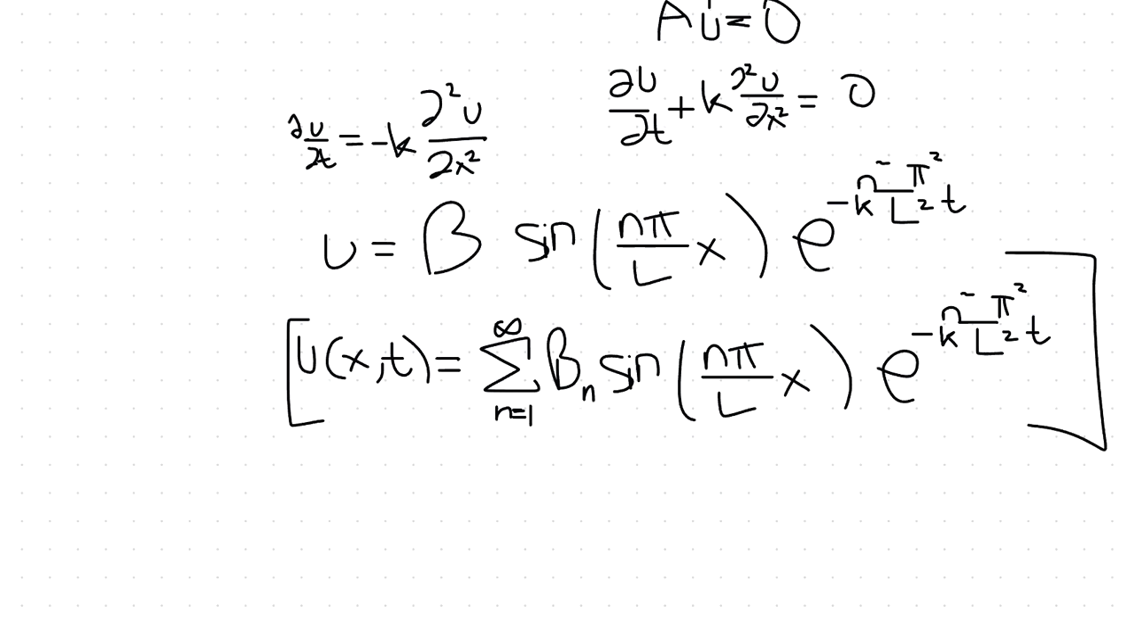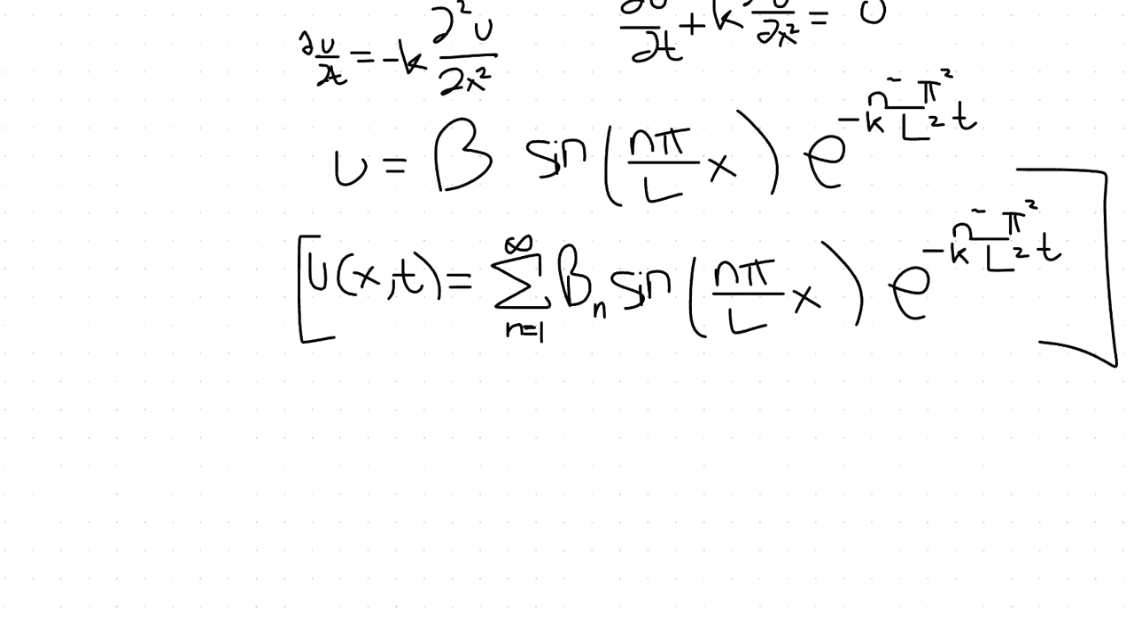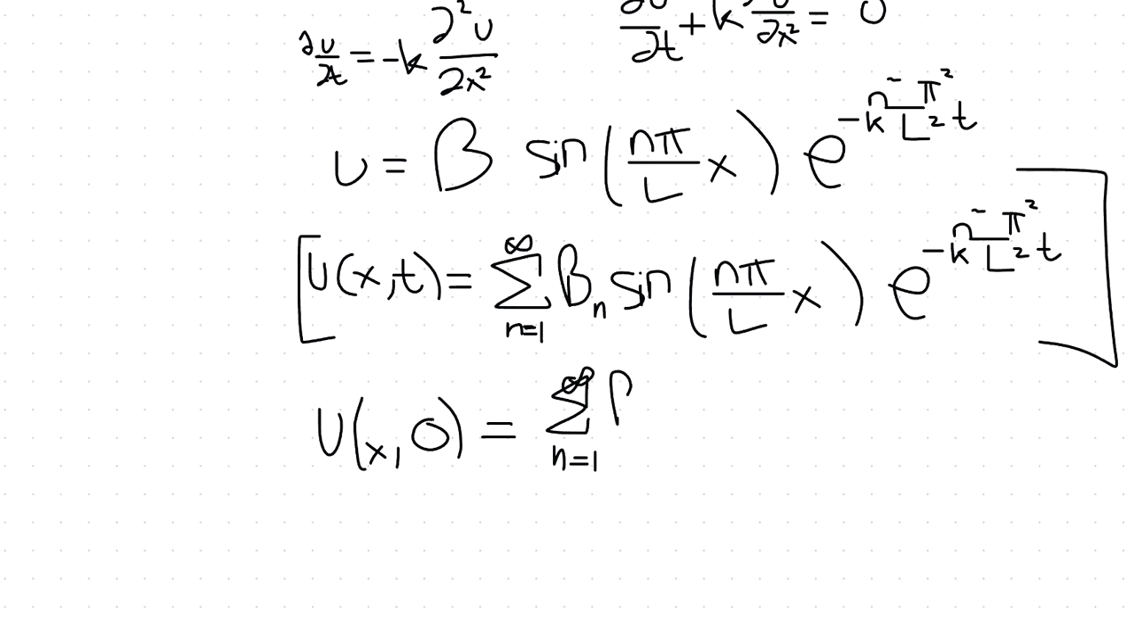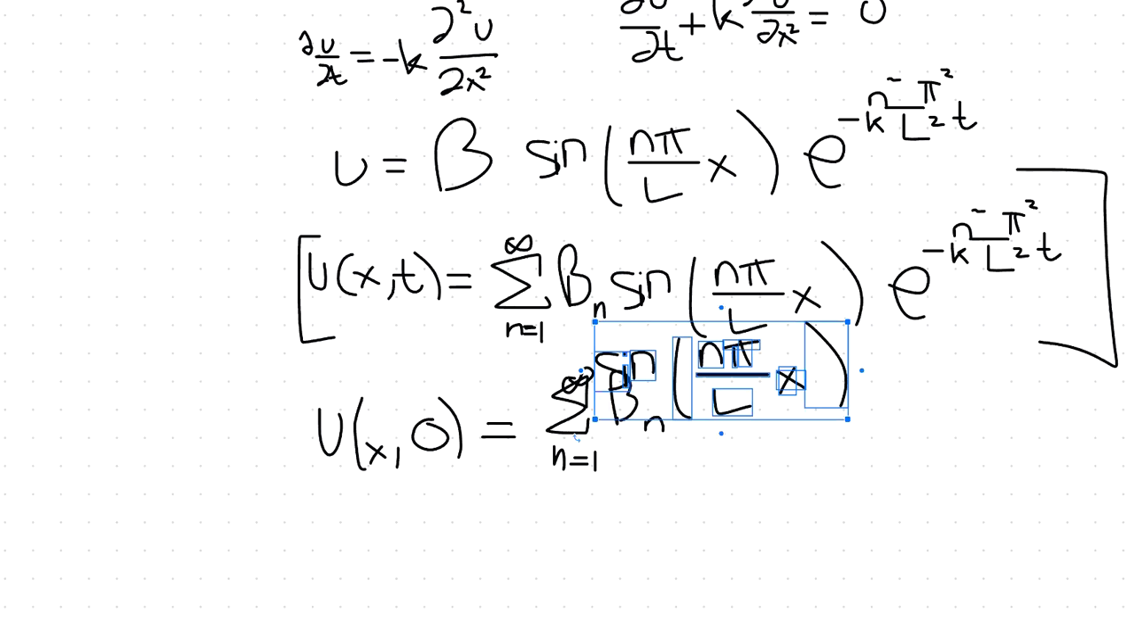And so if we can describe any solution as a sum of this sine exponential term, we can then describe any initial condition, u of x comma 0, as the sum of a bunch of sines. Because if you plug in t equals 0 here, then this becomes 1, and you're just left with the sum from n equals 1 to infinity of b sub n sine of n pi over L x.